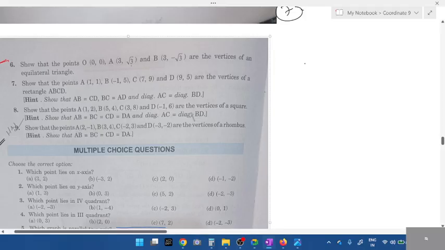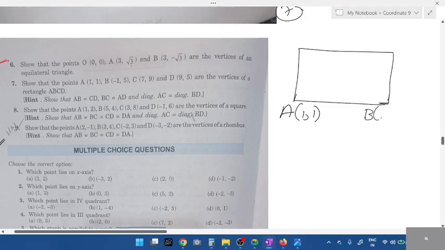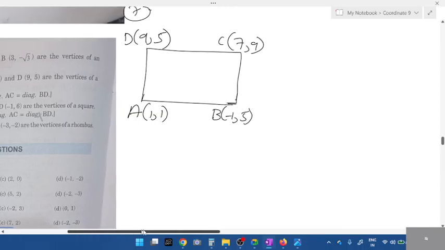Okay, one rectangle question. Let me draw the diagram. All your midterm and unit papers, that sir only had set. What are the points, students? A is 1 comma 1. B is minus 1 comma 5. What about C? We are doing the seventh question. C is 7 comma 9, and D is 9 comma 5. If you want to show that it is a rectangle, you should show opposite sides are equal and diagonals are equal.